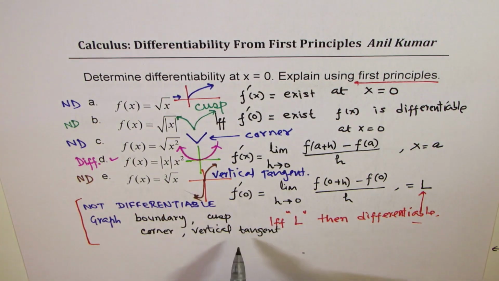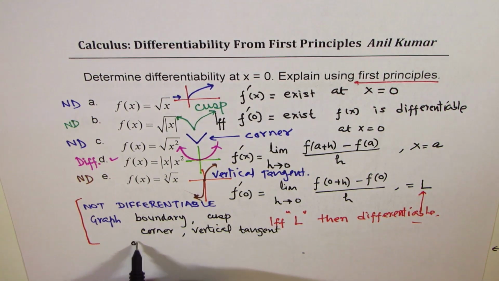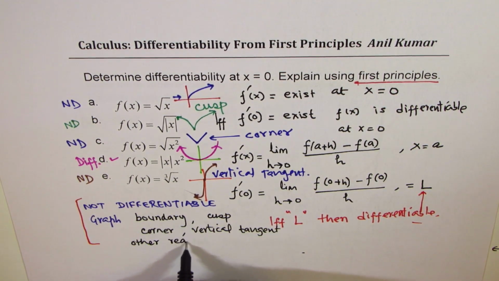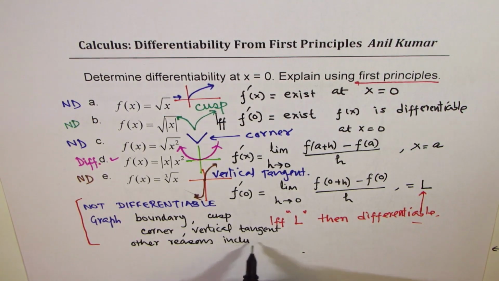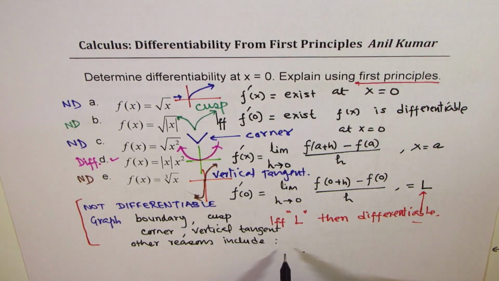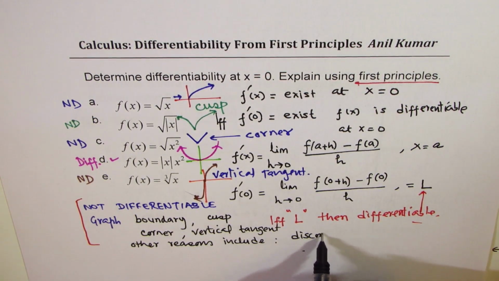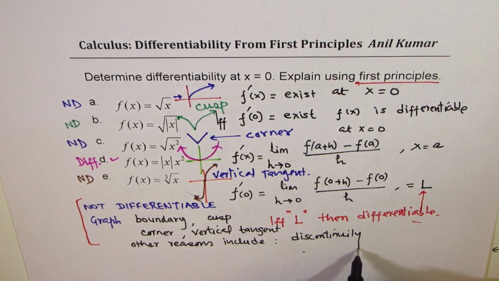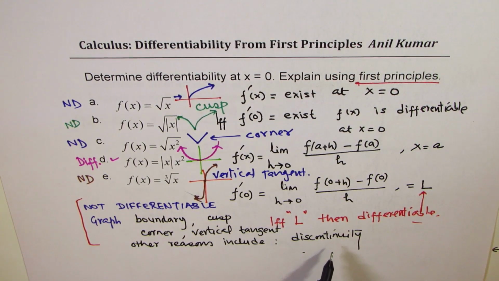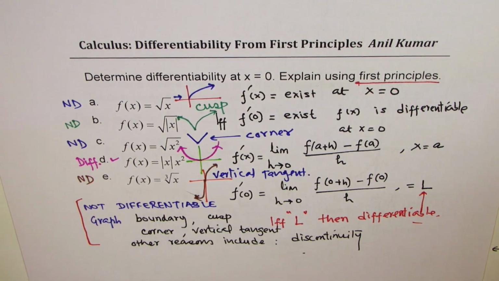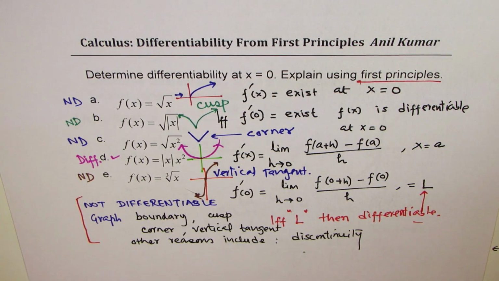What we see here is that the function is continuous, right? The other reasons include, what? When you have a hole or an asymptote, right? So discontinuity. Perfect. So if there is a discontinuity, the function is not differentiable. But continuous functions are not differentiable if you have a cusp or a corner or a vertical tangent, or it's a boundary like you see at square root x. So with that, I hope all the concepts are absolutely clear.